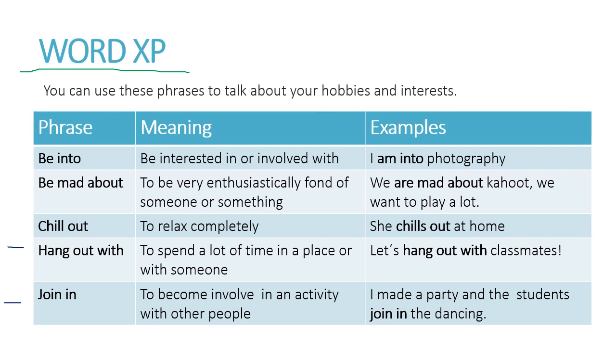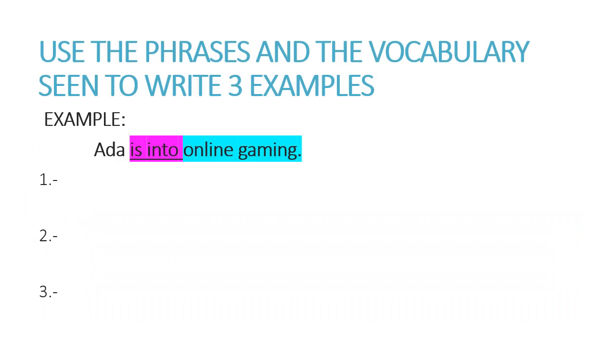These are some phrases that we can use when we talk about hobbies and interests. We are going to use them depending on what we want to communicate. Now it's time to practice. Use the phrases and the vocabulary seen in this video to write 3 examples. I already have one example for you. Ada is into online gaming. The phrase that I'm using: be into. Remember, we use the verb to be, so we have to conjugate it according to the subject. Okay? And the vocabulary that I use is online gaming. Recheck the video if you want to, and use one phrase and one word of the vocabulary, one hobby or interest, to write 3 examples.